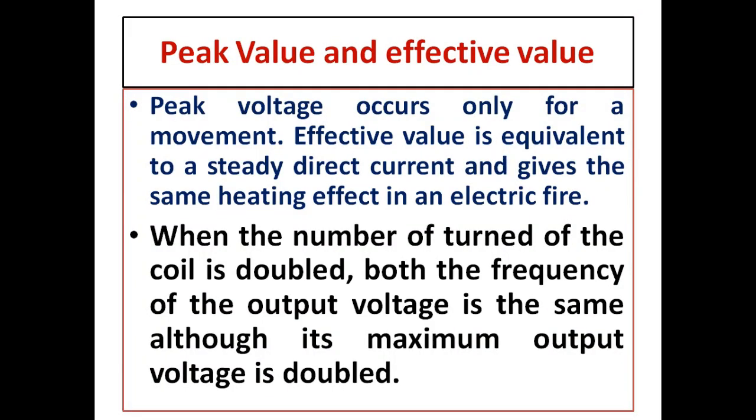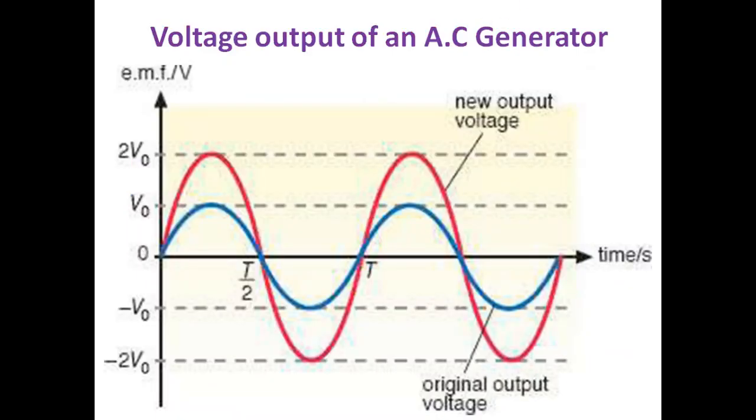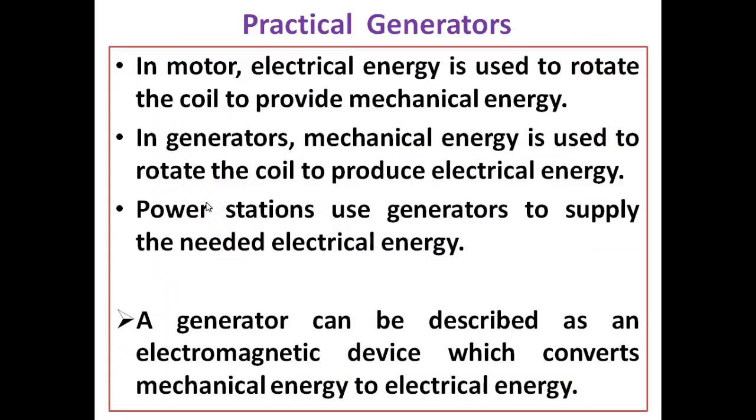As I told you, the peak value is the voltage that occurs only for a moment, that is the peak. Here we can see that this is the peak. So this is the peak value for the moment of time, whereas the effective value is the value which is equivalent to a steady direct current and gives the same heating effect in an electric fire. So this is what we have seen with this diagrammatic representation.